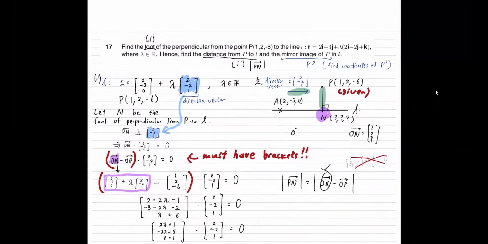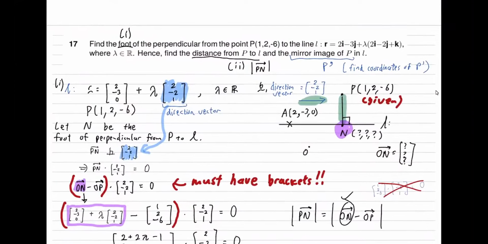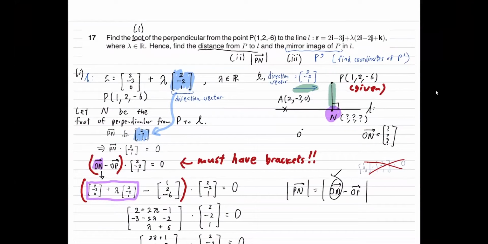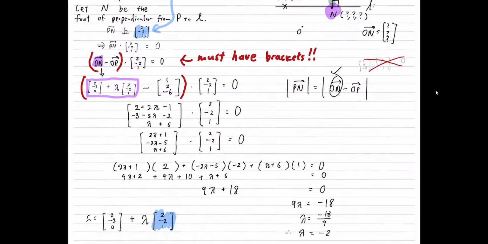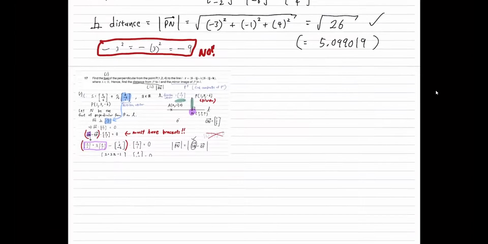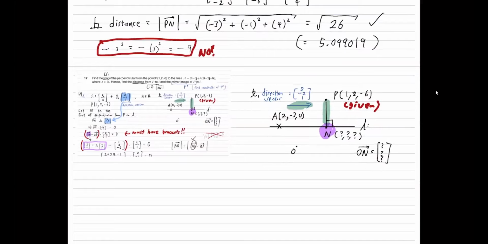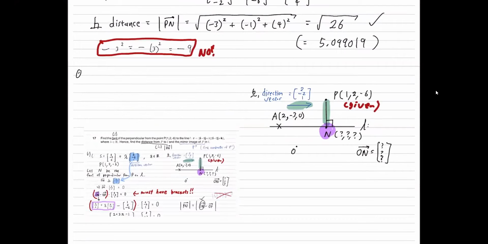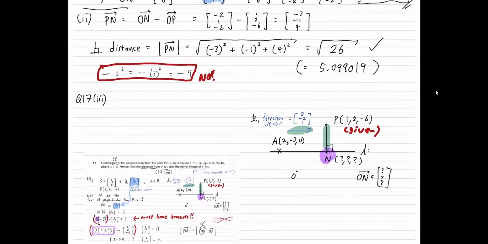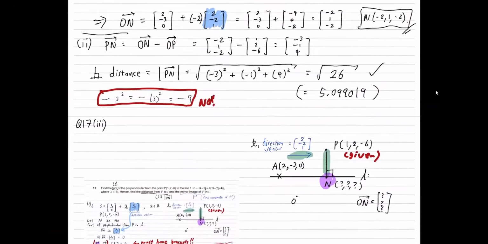Part 3, let's move on to part 3. Part 3 requests the mirror image. So let me just copy down my diagram. Due to space constraint, I need the diagram. This is now question 17, part 3. What are the coordinates of N again? (9, -2, 1, -2). So I'm just going to fill in the blank in my diagram to make it easier to read. I don't have to keep going back and forth. I just look at my diagram, I can understand everything.